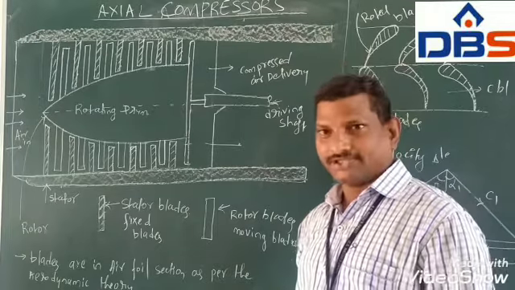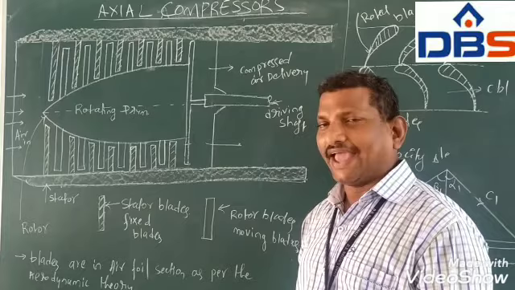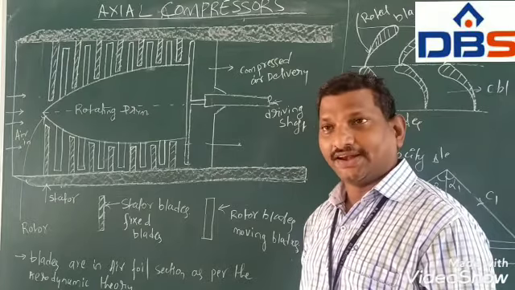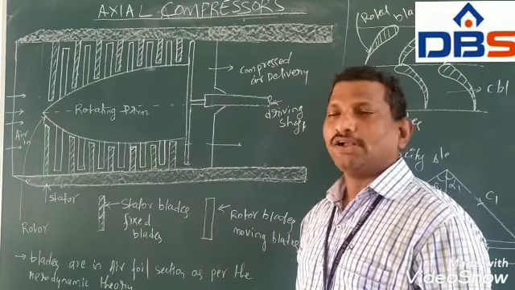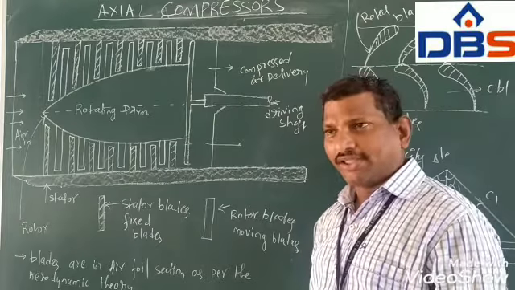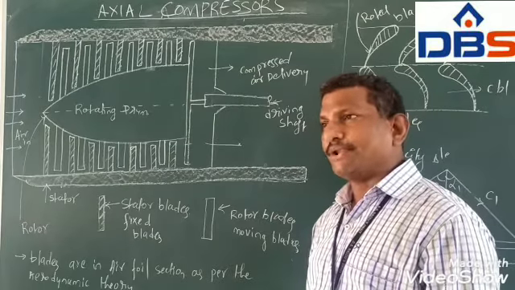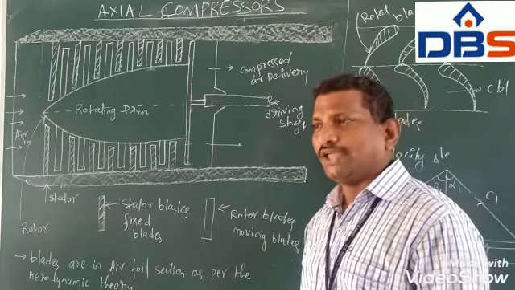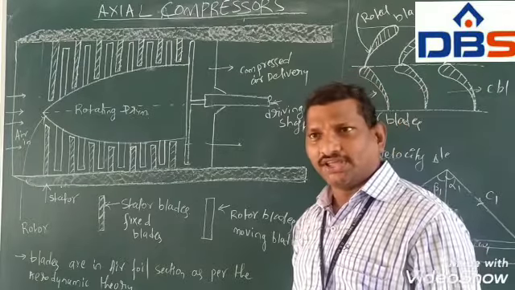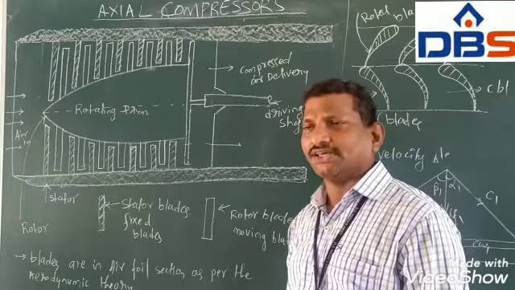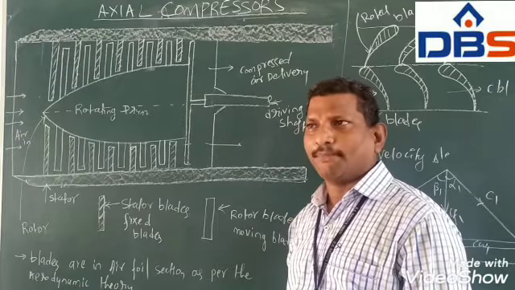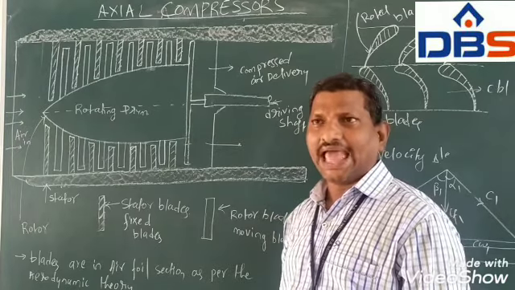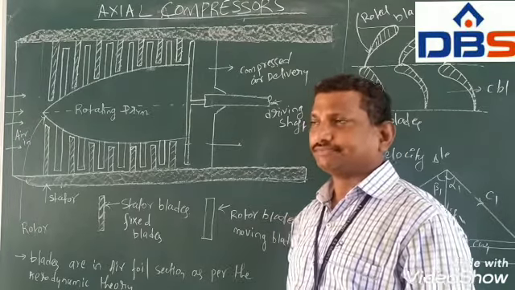If air or gas enters the compressor in the radial direction, that is called a radial flow compressor. If the air or gas enters the compressor parallel to the axis of rotation of the machine, then that compressor is called an axial flow compressor, or simply an axial compressor.